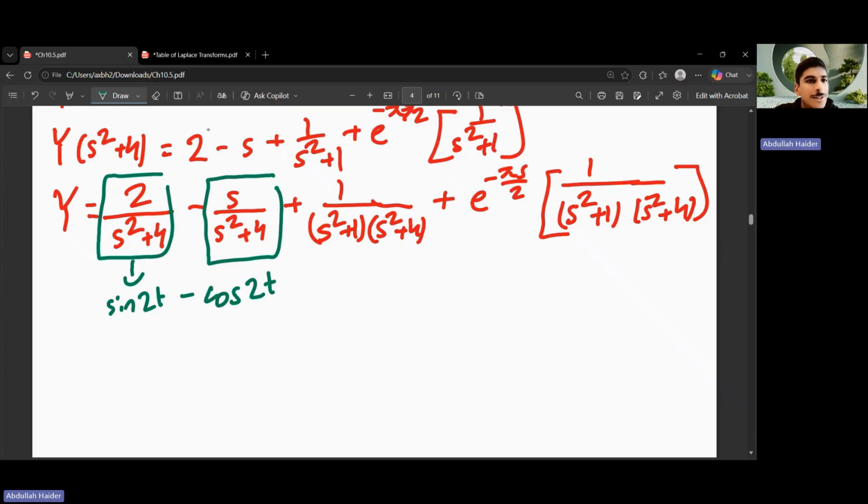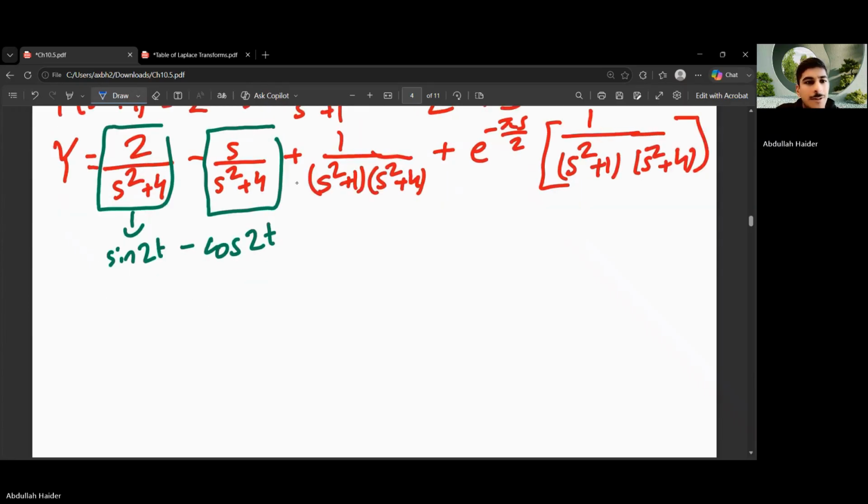And there's something good about this question. I will discuss what the good thing is in this question. So the inverse of this is found. Now we need to find the Laplace inverse of 1 over s squared plus 1 times s squared plus 4.